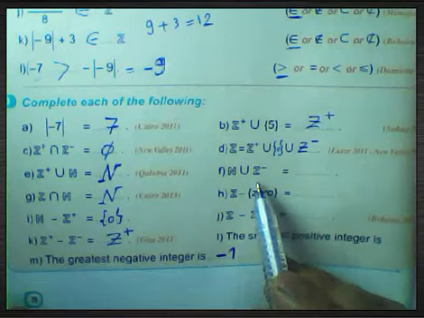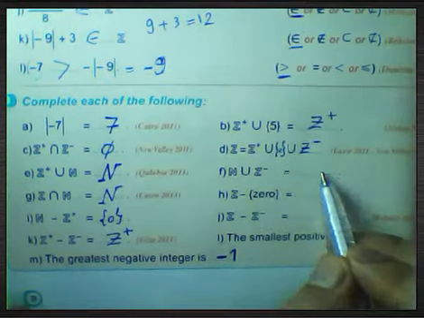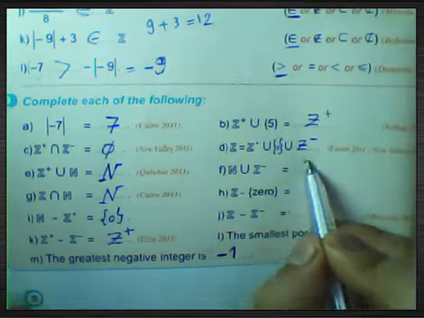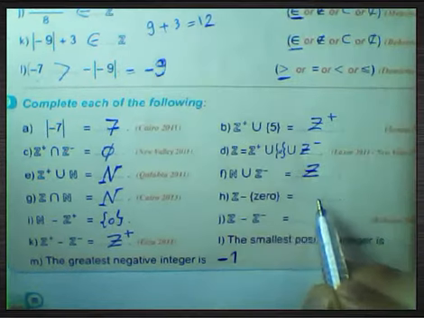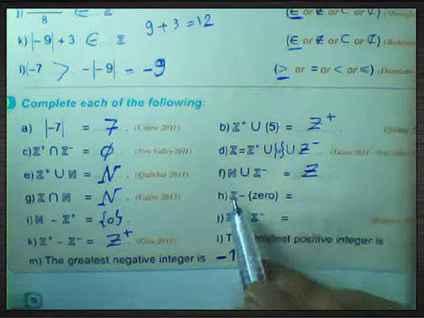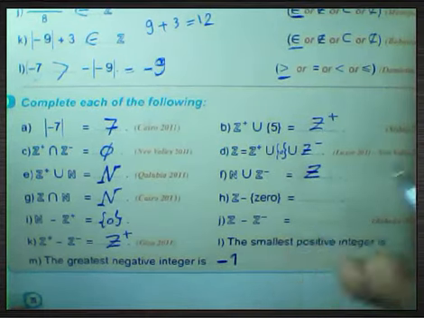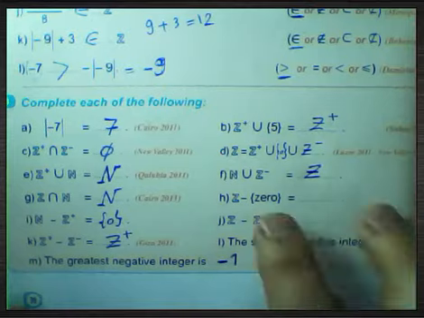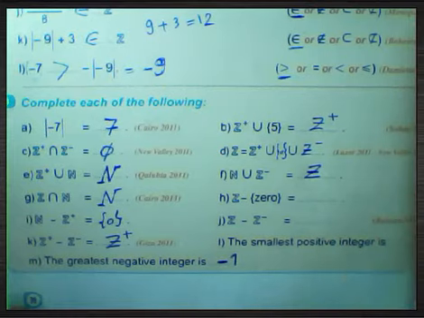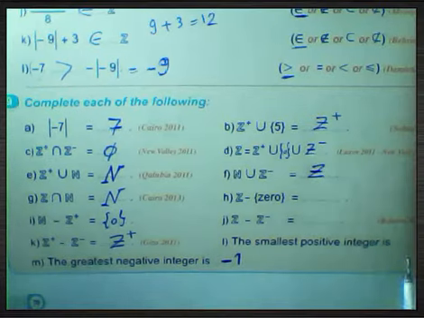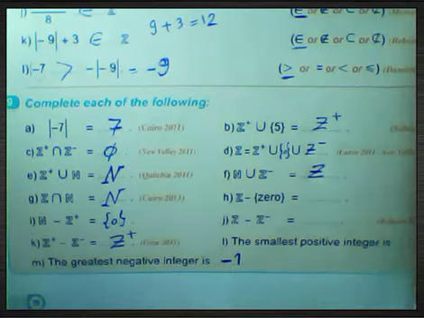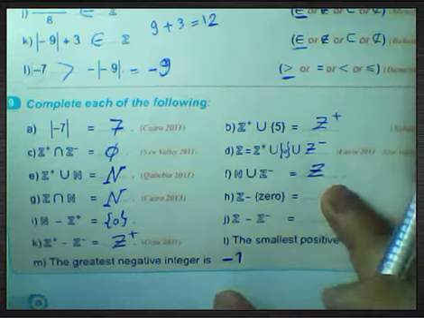Natural number union Z negative equal what? Equal Z, equal integer number, because natural number begins from 0 and 1, 2, 3, 4 and so on. Z negative, -1, -2, -3 to negative infinity. If we add these numbers to each other in the set, we can write the integer number.